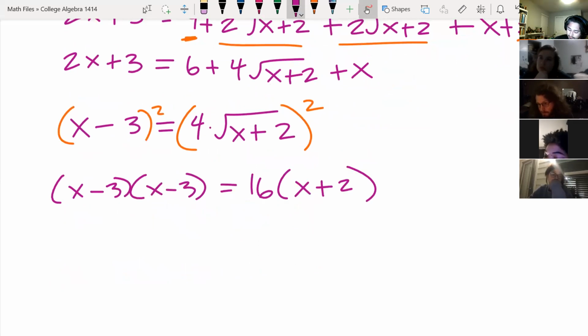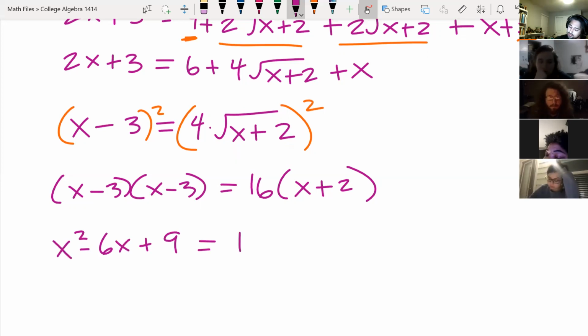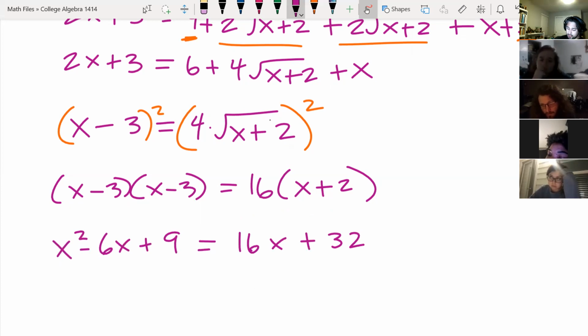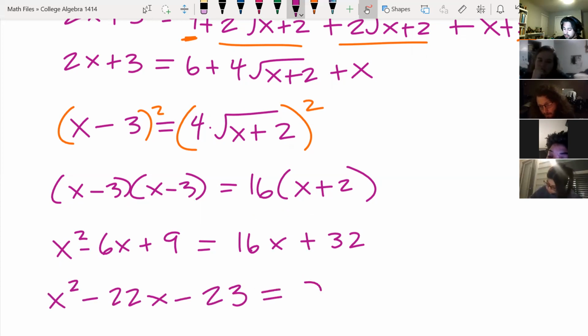FOIL the left side. You'll get x squared minus 6x plus 9. Distribute the right side: 16x plus 32. Move everything to the left. So take all of these, move them to the left by subtracting. And we should get x squared minus 22x minus 23 equal to 0.